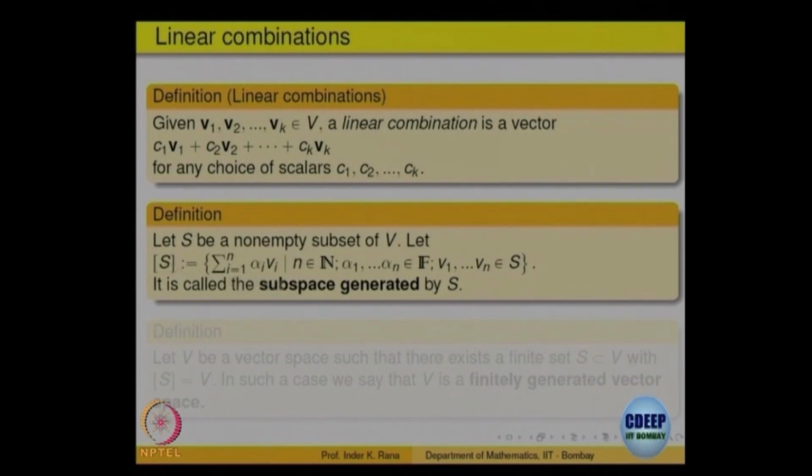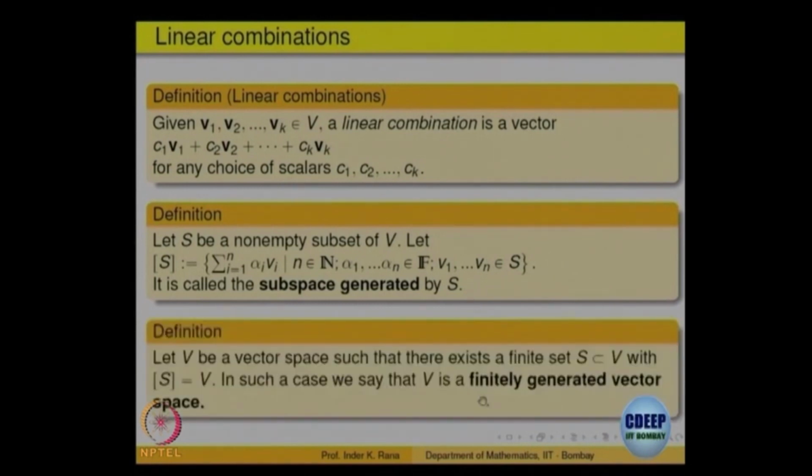One can show easily that if you take two linear combinations, then the sum is again a linear combination, and scalar multiplication is again a linear combination. So, this is a subspace and this is called the subspace generated by S. So, given a set S in a vector space, what is the subspace generated by it? It is the set of all possible finite linear combinations of elements of S, and that is called the subspace generated.